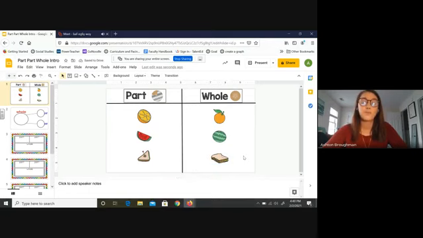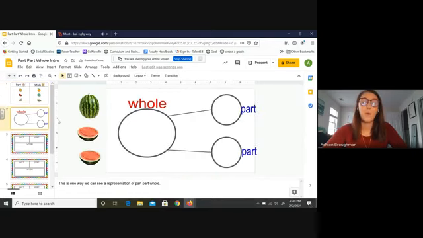So this is one way that we can see a part whole mat, or a representation of part whole. This big circle right here is always going to be the whole thing. And then it breaks off into its different parts because it has the littler circles.